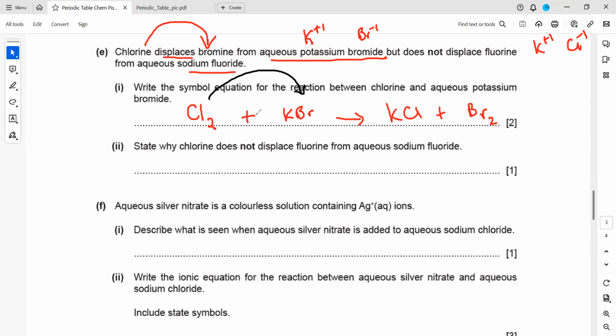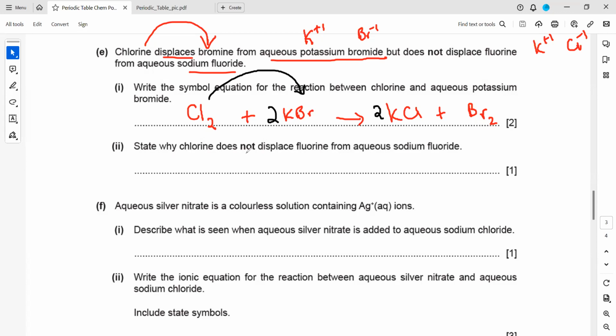Now, the second part is balancing. We have 2 chlorine, so we put 2, chlorine is balanced. We have 2 bromine, we put 2, bromine is also balanced. And this equation is balanced in terms of all the reagents, even potassium as well.